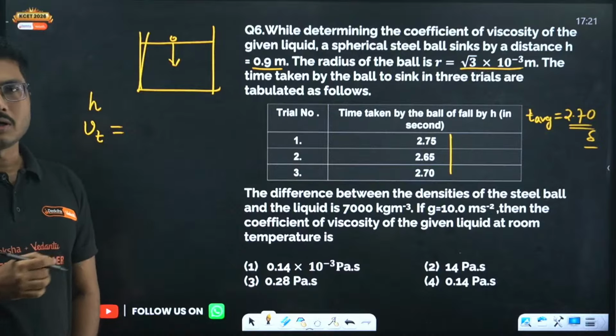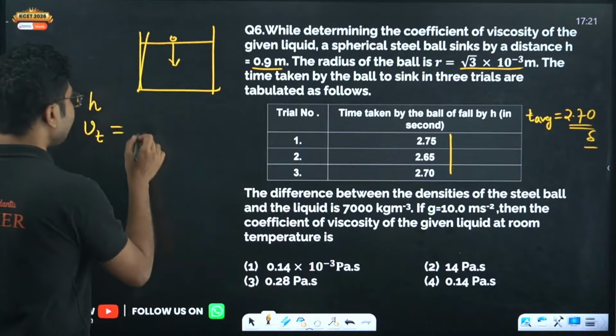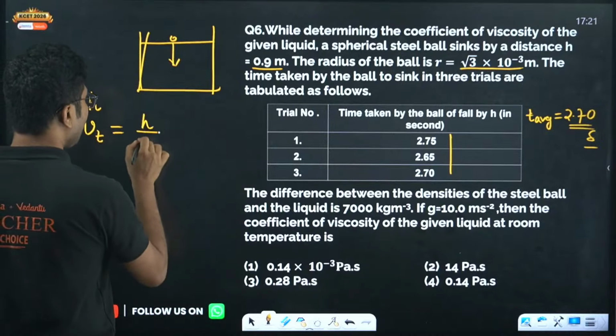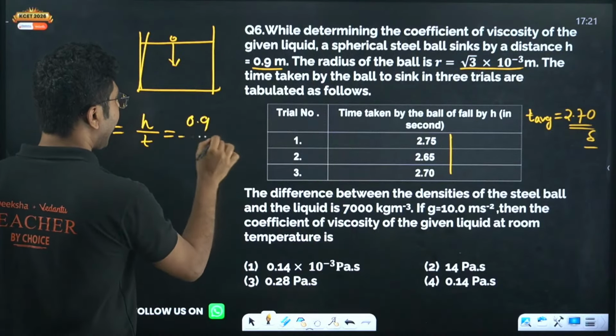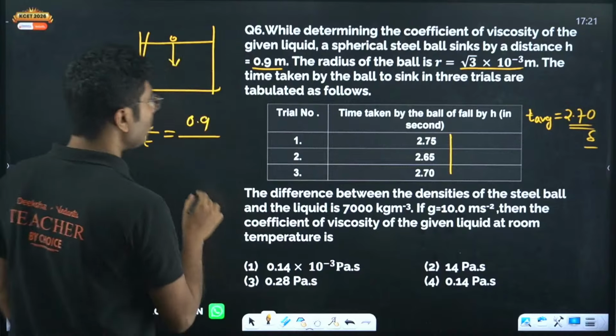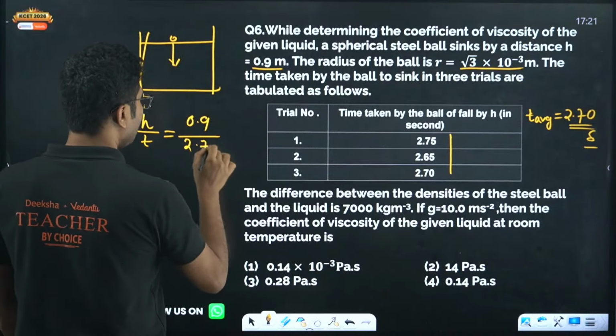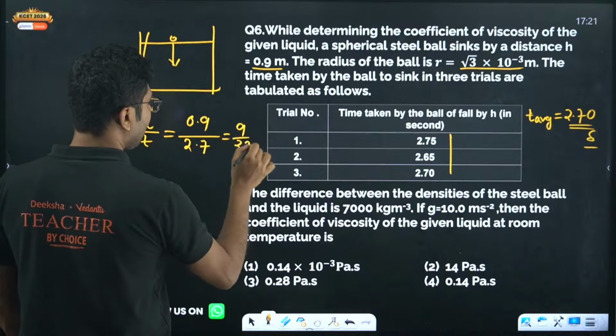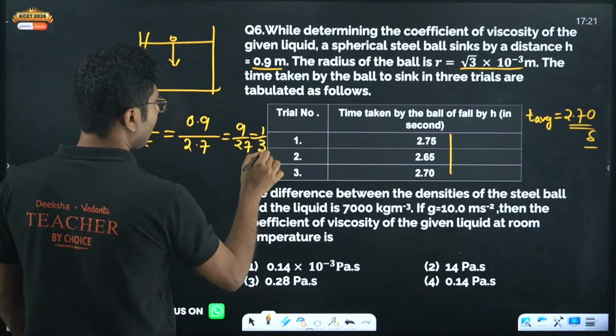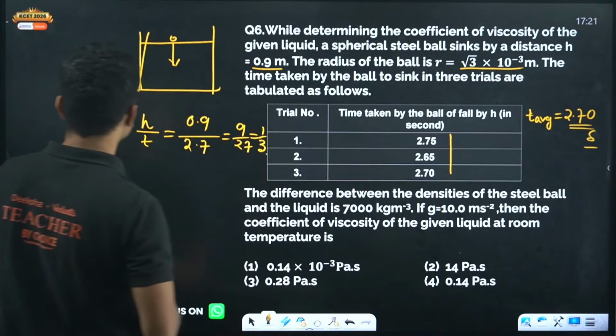So what is the formula for terminal velocity? Terminal velocity will be h by t. H is 0.9 and time taken is 2.7. So it will be 9 by 27, or 1/3. Okay, so the terminal velocity from here you will get is 1/3 meter per second.